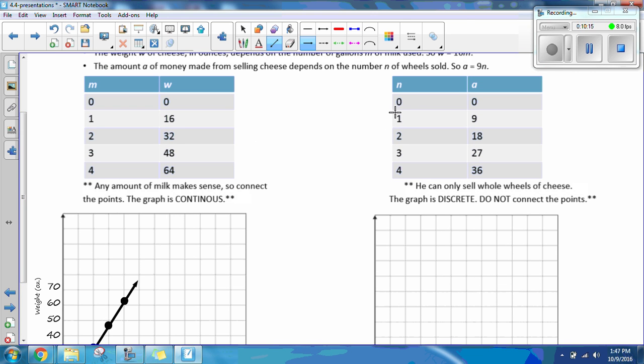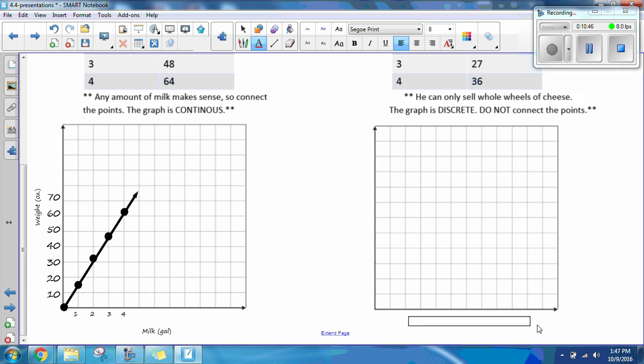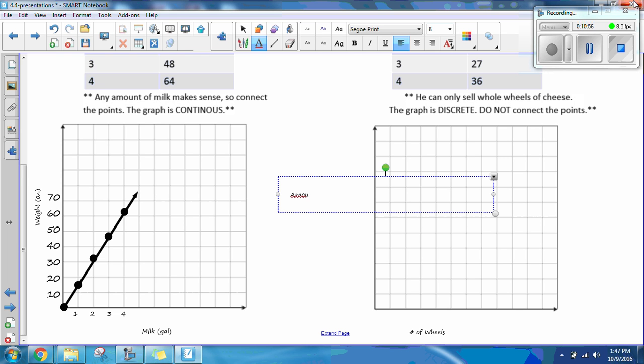For the number of wheels of cheese sold and the amount of money made, these are points that will create a discrete graph because I will not be selling half of a wheel or 2/3 of a wheel. So I'm only counting the whole numbers. And let's plot those points. So we have number of wheels as our independent variable. And then we have the amount of money made off of these.